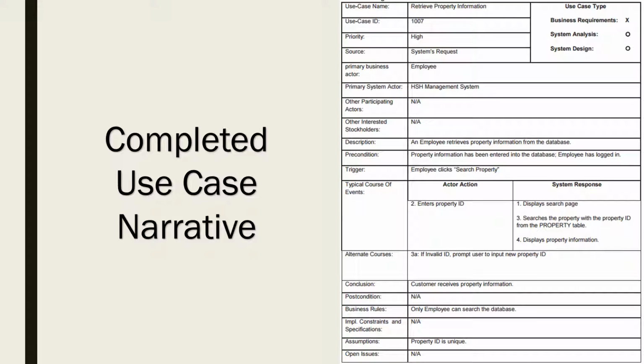After you do the typical course of actions, you also have to indicate any alternative courses that may occur. So for this case, if the employee had entered an invalid ID, the system would have responded by asking them to resubmit a property ID. And the conclusion of this use case is that the customer was able to retrieve the information about the property that they wished to retrieve.